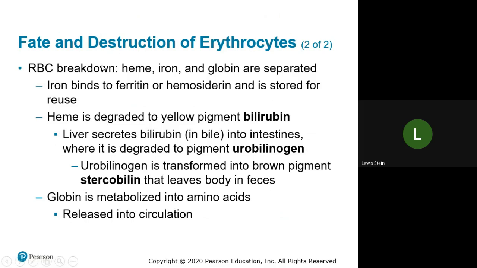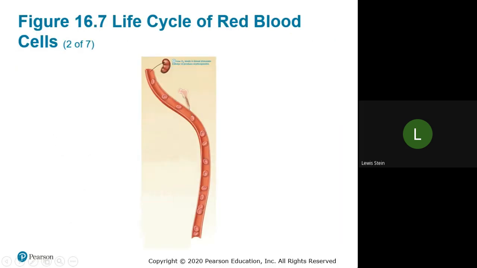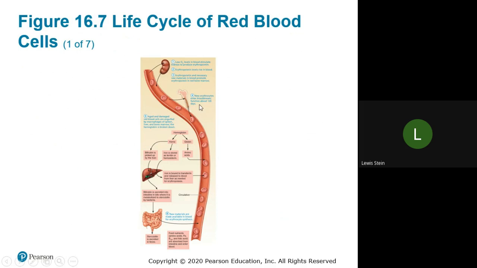So heme, iron, and globin are separated. Iron can be reutilized. The heme is the problem. The heme eventually forms bilirubin. The liver, and let me go back here to give you this before we go into this sort of transitional stuff that's here. It's hard to read.